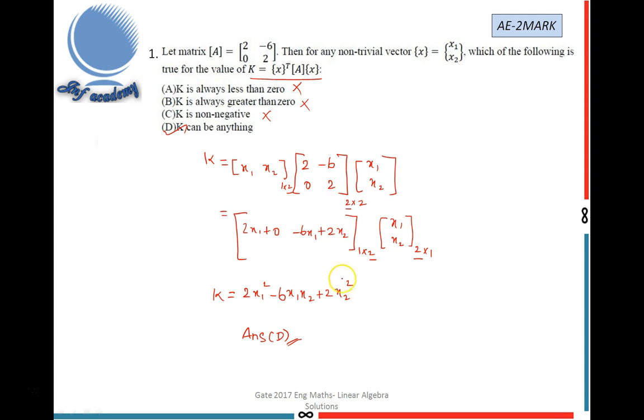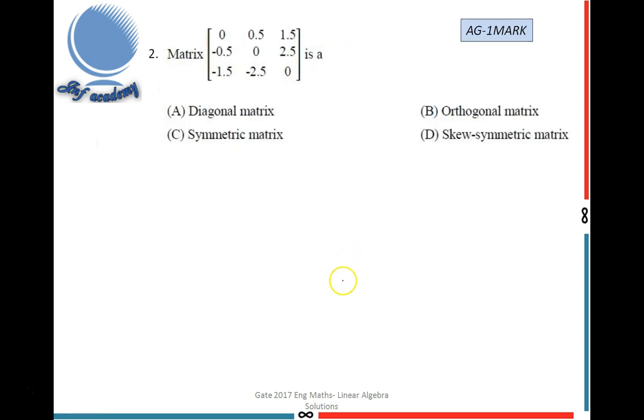Next, let's move on to the second problem. The second problem gives a matrix, which is a 3 by 3 matrix. You have to analyze the type of this matrix: diagonal matrix, orthogonal matrix, symmetric or skew symmetric. This question is from the AG department. It has 1 mark.